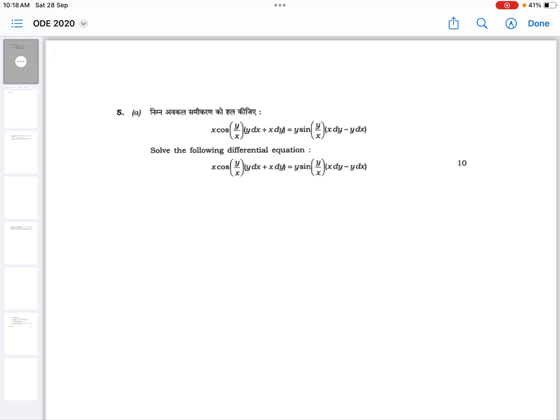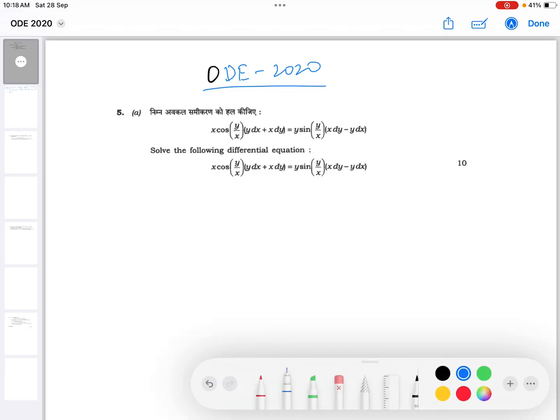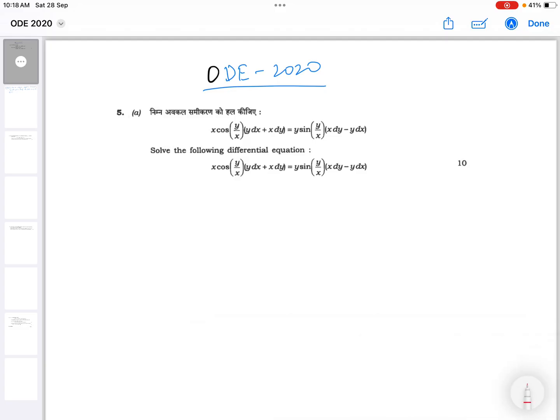So now we start solving the problems of ODE from year 2020. ODE 2020. There are, I think, 6 questions altogether, and we will be solving all of them one by one. The first question is a differential equation.